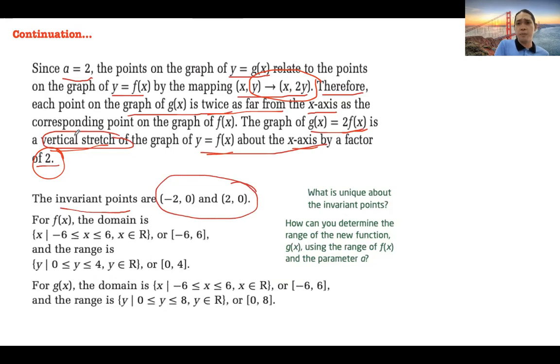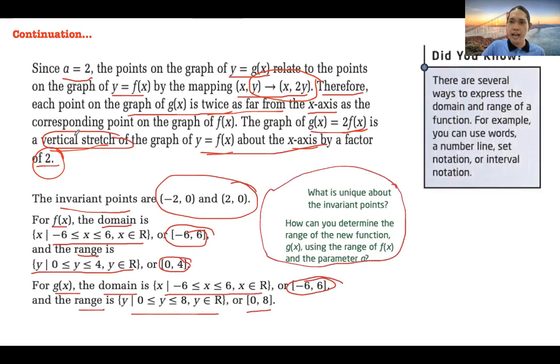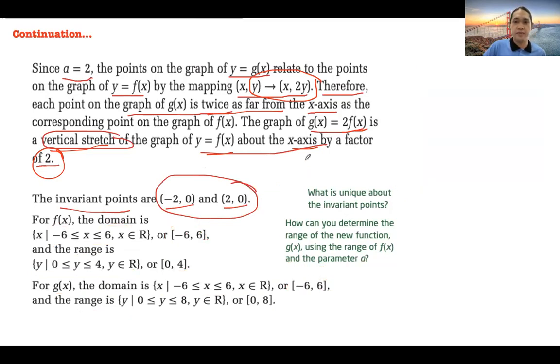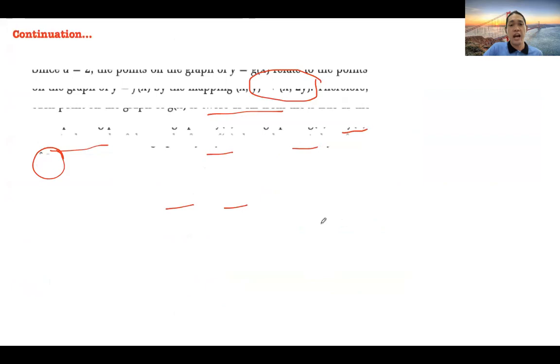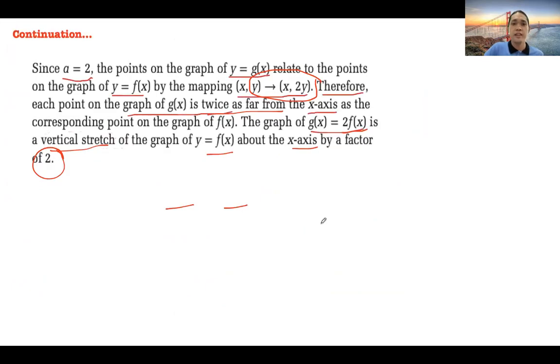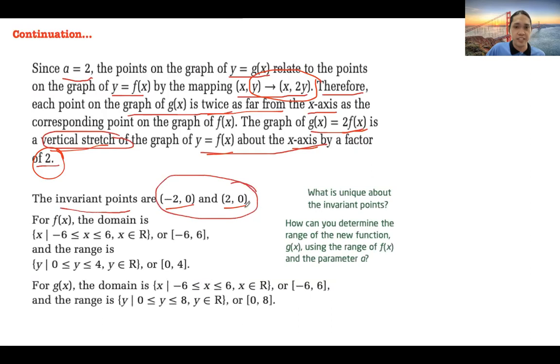If you look at the graph a while ago, the invariant points are (-2, 0) and (2, 0). If you want to go back there, (-2, 0) and (2, 0). As you can see, they didn't change. Those points that haven't changed after the transformation that we did we call invariant points. That's why we have (-2, 0) and (2, 0) as our invariant points.